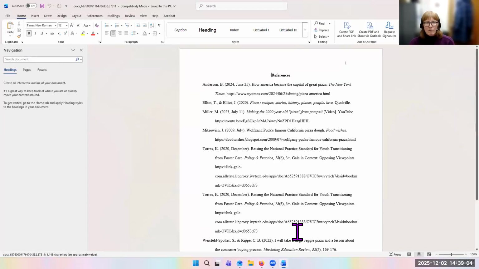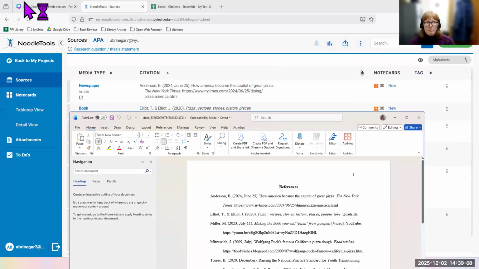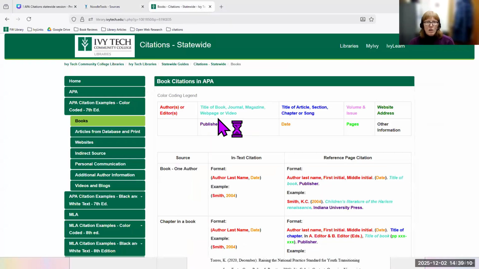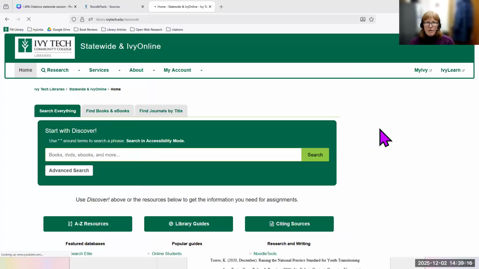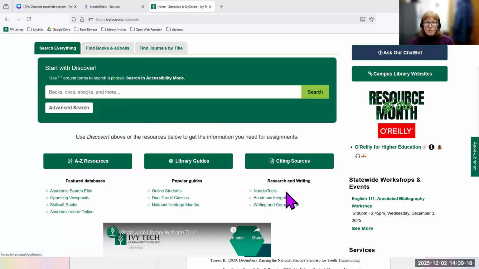Yeah, so here we have our references page made through NoodleTools. And that is linked on our citation guide, as well as on the front page of the library's website. It is right under Citing Sources right here.